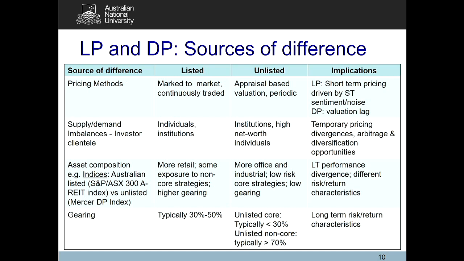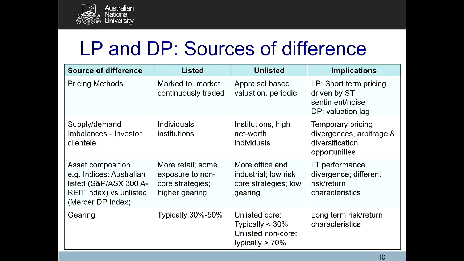I'm not going to spend a lot of time on these because they're self-explanatory, but they're also in your readings. These are some of the sources of difference between listed property and direct property that make them good complements in a portfolio rather than substitutes. First of all, they're priced differently, right? Listed property is continuously traded, mark to market, which means that it has quicker updates in the valuation, but it's also exposed to market sentiment. Unlisted property is appraisal-based, so it will reflect values with a lag.